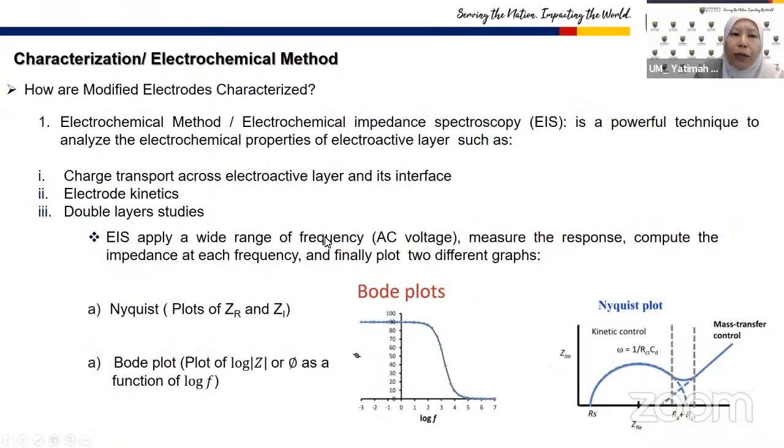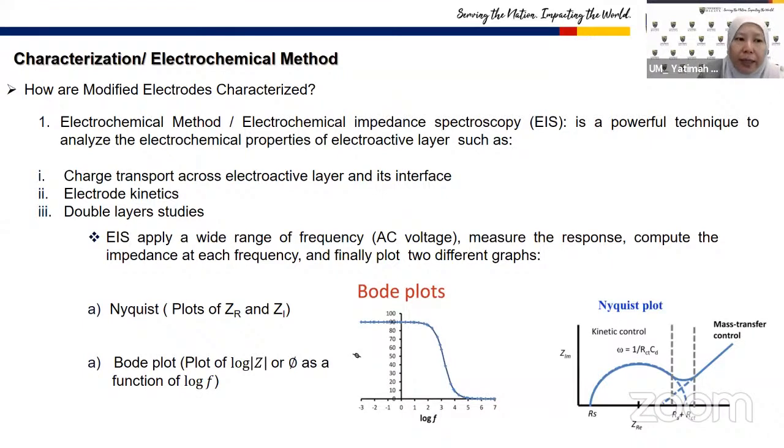The other electrochemical method that can be used is electrochemical impedance spectroscopy. This is very challenging. It needs a lot of understanding, but it is a powerful technique, because a lot of advanced studies on materials are using EIS. We call it in short EIS. We are looking into the charge transport across the electroactive layers and its interface.